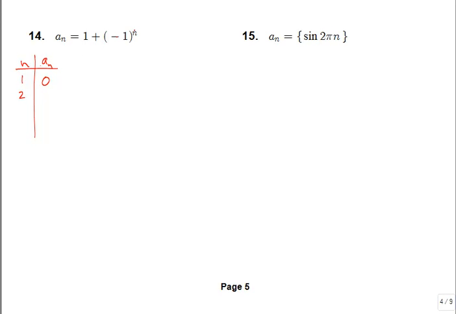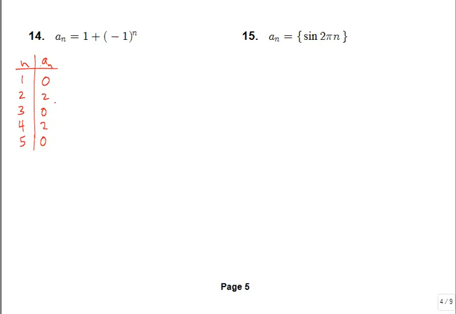If n is 2, now this is an even power, so this becomes a positive 1. 1 plus 1 would be 2. If n is 3, we're back to an odd, so this is back to negative. 1 minus 1 will be 0. If n is 4, we're back to positive, so this will be 2. And if n is 5, we're back to odd, so this is going to be negative, and this is 0.